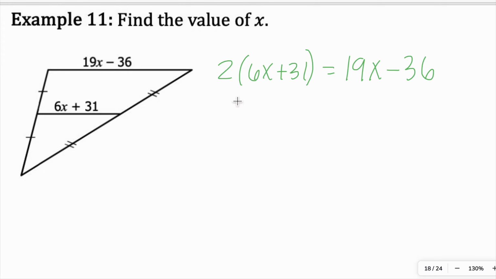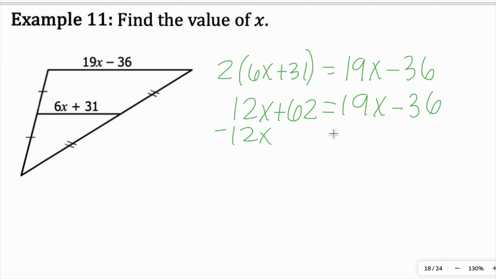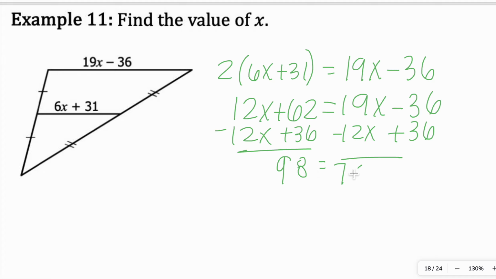So 2 times 3x plus 2 times 6x plus 31 is 12x plus 62, and that'll be equal to the 19x minus 36. So I'm going to subtract 12x from both sides, add 36 to both sides. I'm going to end up with 98 is equal to 7x, so that means x is equal to 14.